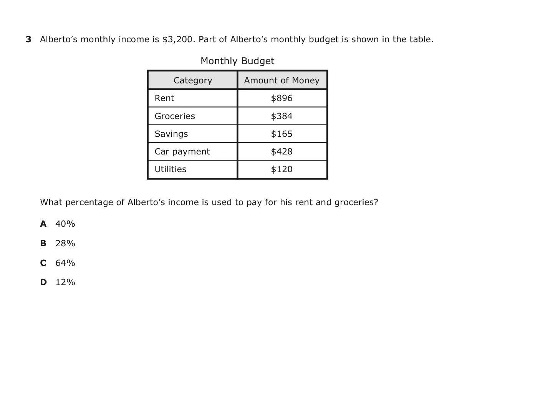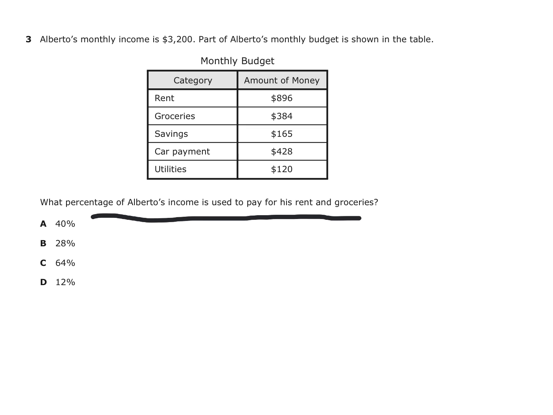Okay, so for problem number 3, Alberto's monthly income is $3,200, and we know that part of his monthly budget is shown in the table. So his rent is $896, groceries is $384, savings, car payments, utilities, etc. What percentage of Alberto's income is used to pay for his rent and groceries?